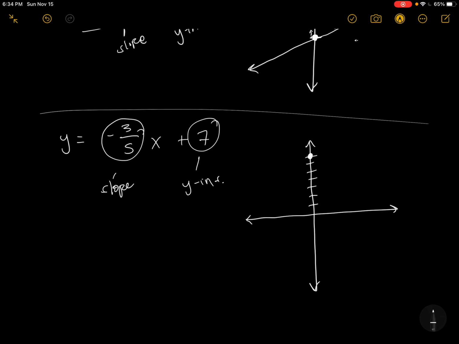Okay, and then my slope is -3 over 5. So that means, thinking of it as directions, I go down 3 because it's negative, right? 1, 2, so down 3. Right, and then positive 5 to the right. 1, 2, 3, 4, 5. That should be around here. And there we go. I've graphed my line.